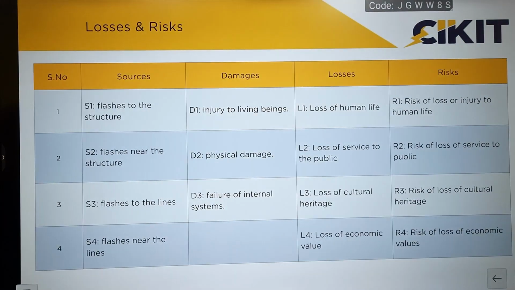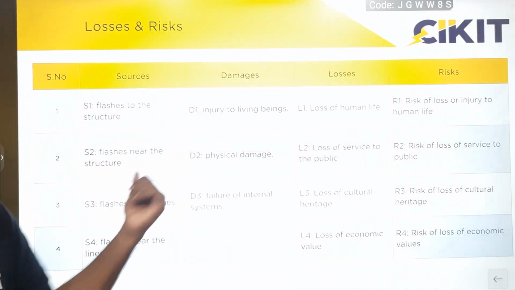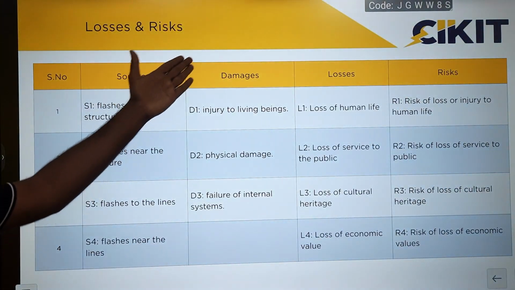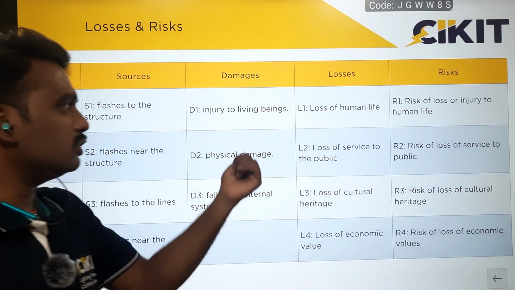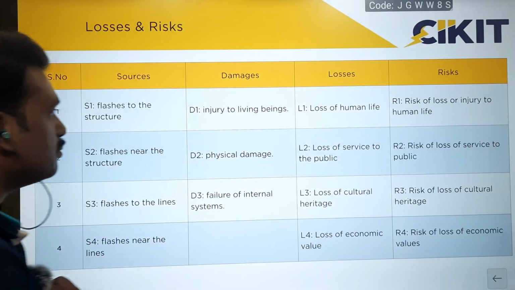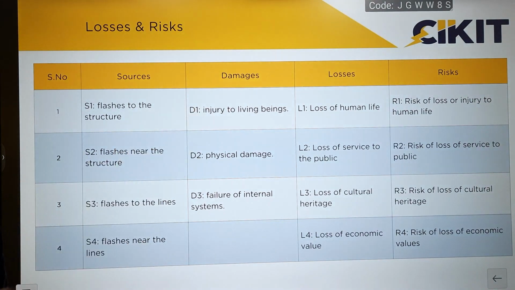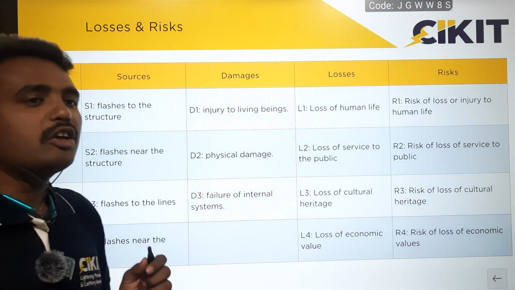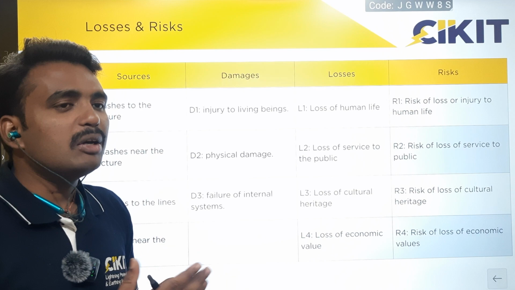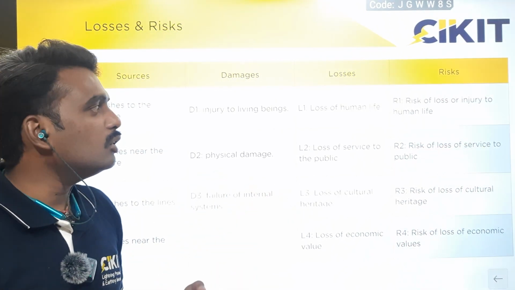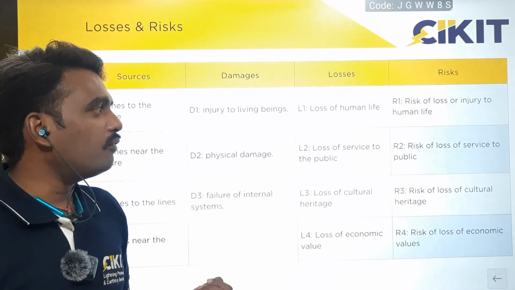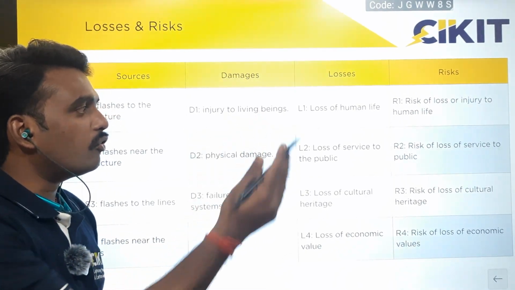The first point is that we have to identify the source of damage, and the second, which we have already explained, is the sources and damages. The third one is the losses. If you take the losses due to lightning, the first and foremost loss is human life. If any electrical equipment is damaged, we can replace it, but if human life is lost, we cannot replace it. The most valuable thing is human life. So the first loss is loss of human life.